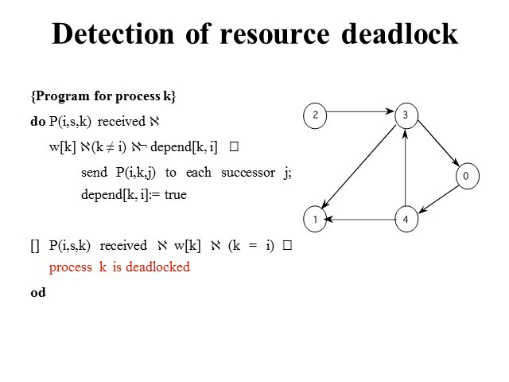The first statement of the program looks at a couple of conditions. The first condition is the value of P of I comma S comma K, the probe that is received. This is true if the probe P of I comma S comma K is received on an incoming edge. So if a probe is received on an incoming edge, that is the first condition that has to be true.